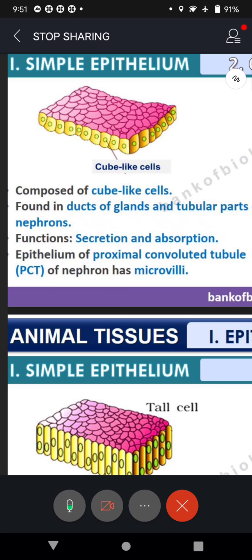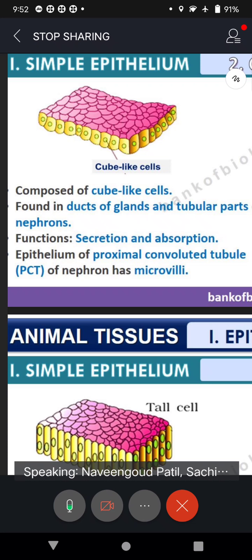It is cup-like shapes, sir, which filter the blood. Okay, where is it present? Sachin, Pallavi. Kidney, sir. Kidney, very good. Nephron is present in kidney. So we say it is the excretory unit of a kidney.